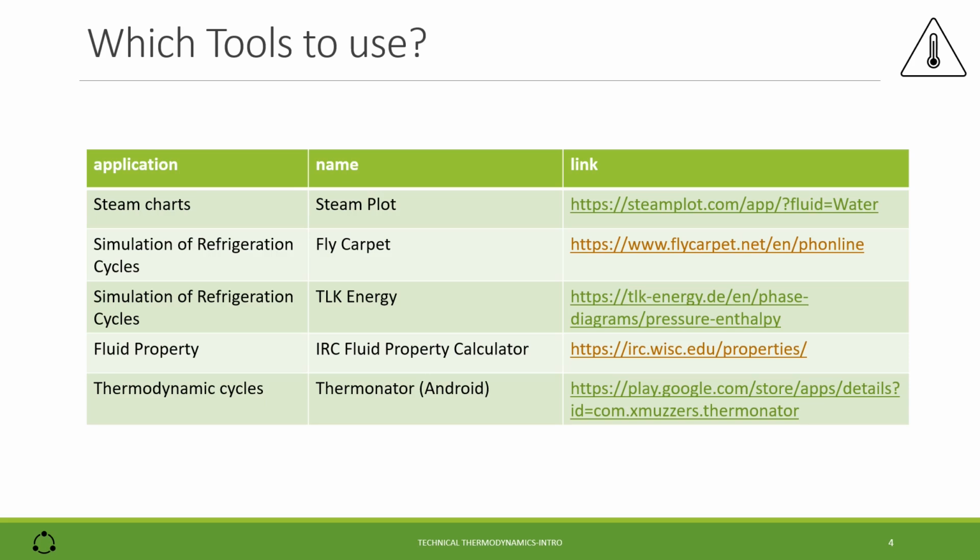The first application is for displaying the steam charts and is called Steam Plot. For the simulation of the refrigeration cycles, both chillers and heat pumps, we use two applications. One is Fly Carpet and the other one is TLK Energy. For the search of the fluid properties, we have the IRC fluid property calculator. And for all the thermodynamic cycles, we use the application Thermonator, which is available for Android users.